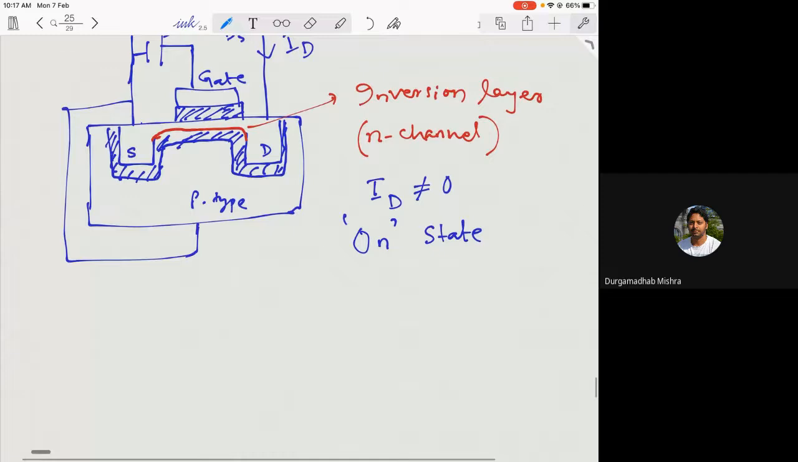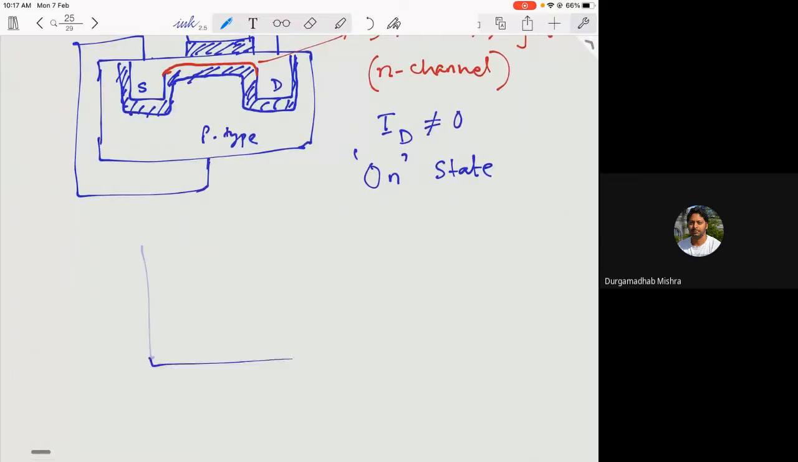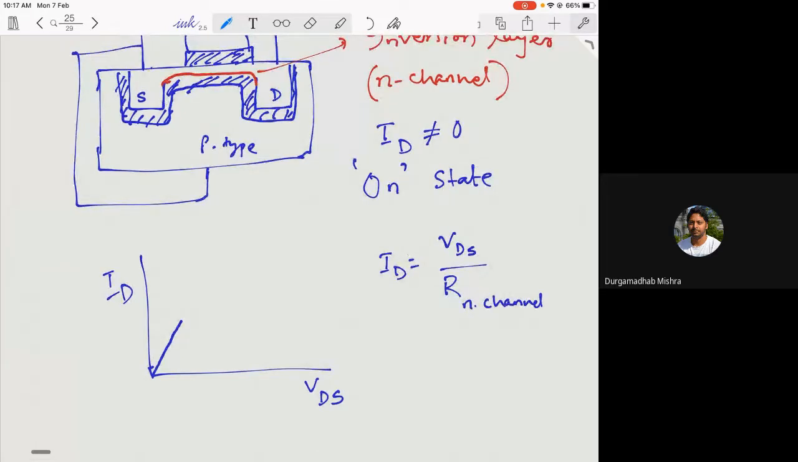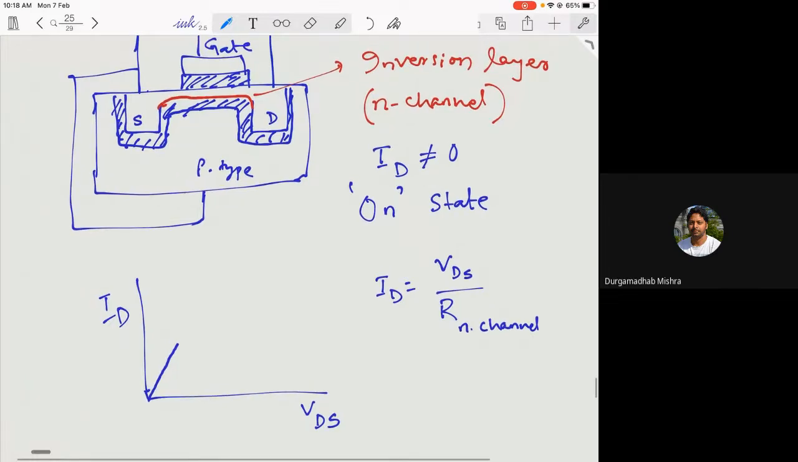So now if you want to plot that, you increase the VDS and measure what ID is. Again, it will increase almost linearly. And what is ID? ID will be equal to the voltage that you have applied divided by the resistance of the channel. So it becomes something like a linear dependence. So you have established a pure n-type material simply by applying a voltage on the gate.